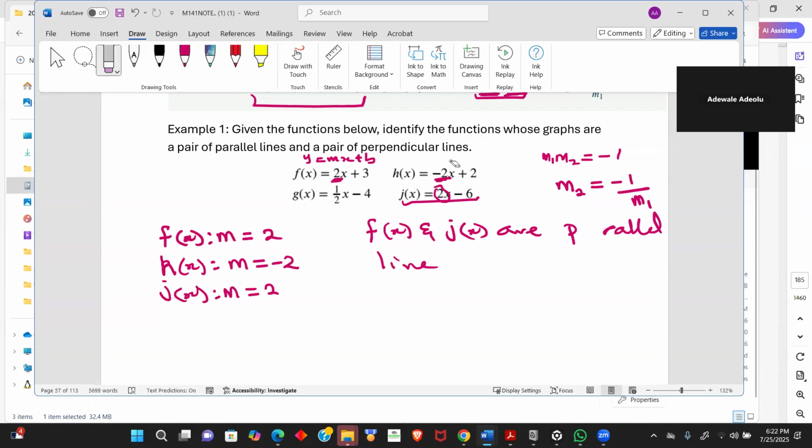Parallel should be singled out. Parallel lines, since they are the same slope. They are equal slope.